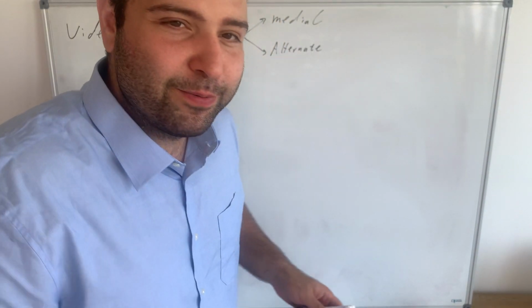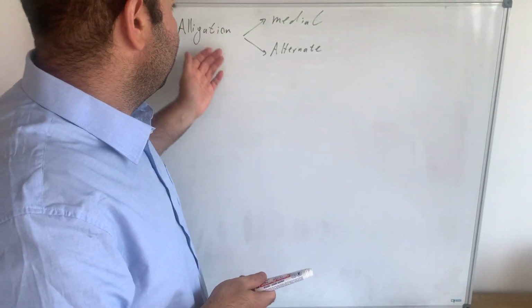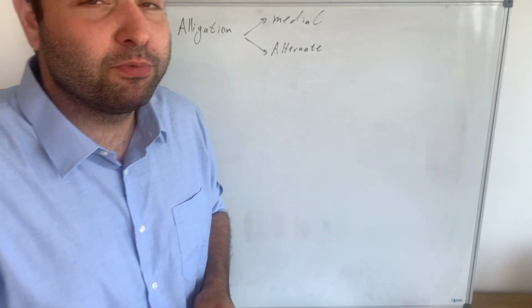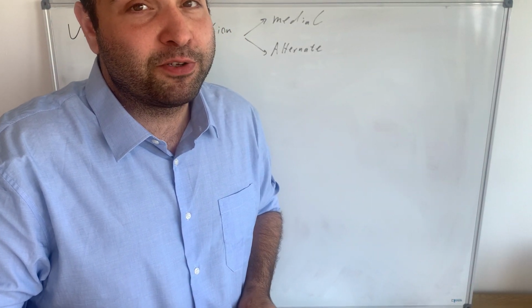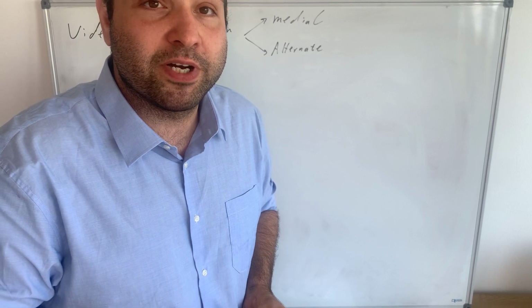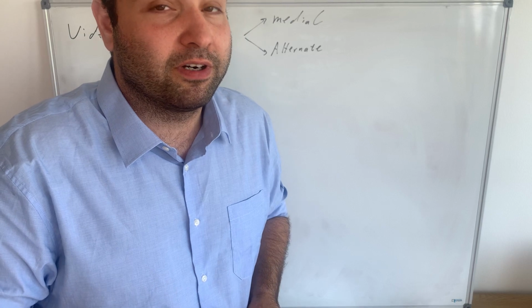So, hello everybody. Today in my second video I would like to talk to you about the alligation method. The alligation method is one of the most important topics in pharmaceutical calculation. With the help of this method you can solve very difficult pharmaceutical questions when we are talking about the mixture of two or more preparations.